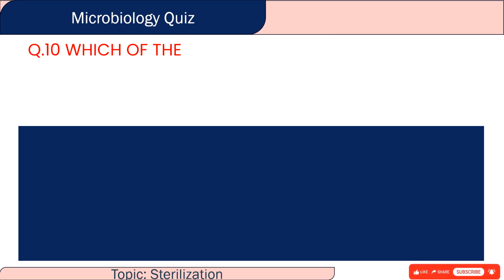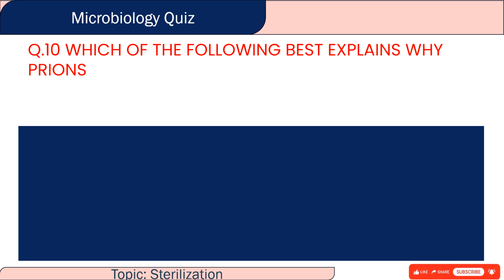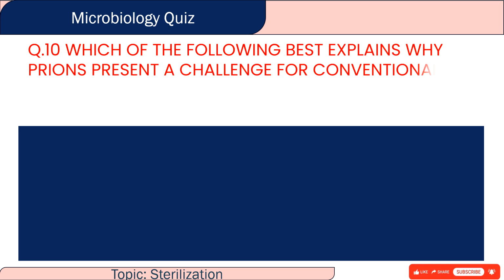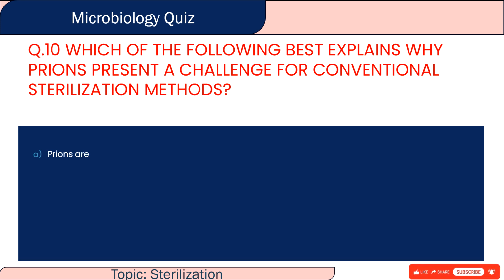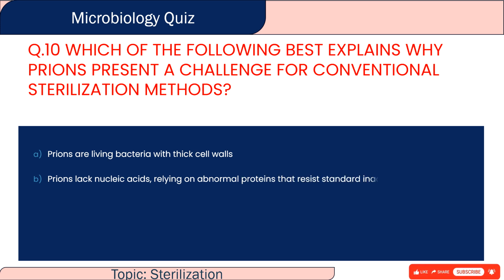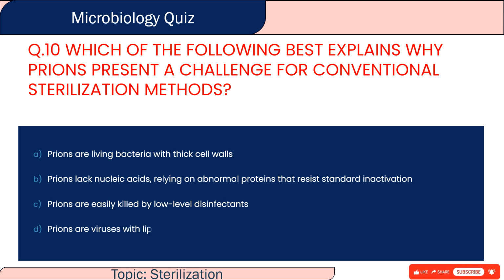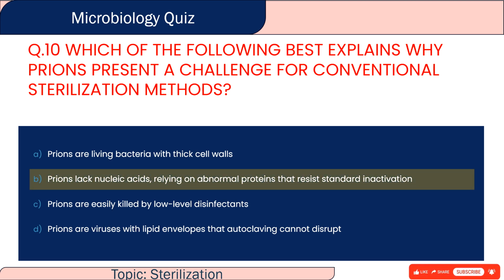Question number 10. Which of the following best explains why prions present a challenge for conventional sterilization methods? A. Prions are living bacteria with thick cell walls. B. Prions lack nucleic acid, relying on abnormal proteins that resist standard inactivation. C. Prions are easily killed by low-level disinfectants. D. Prions are viruses with lipid envelopes that autoclaving cannot disrupt. Answer is B.